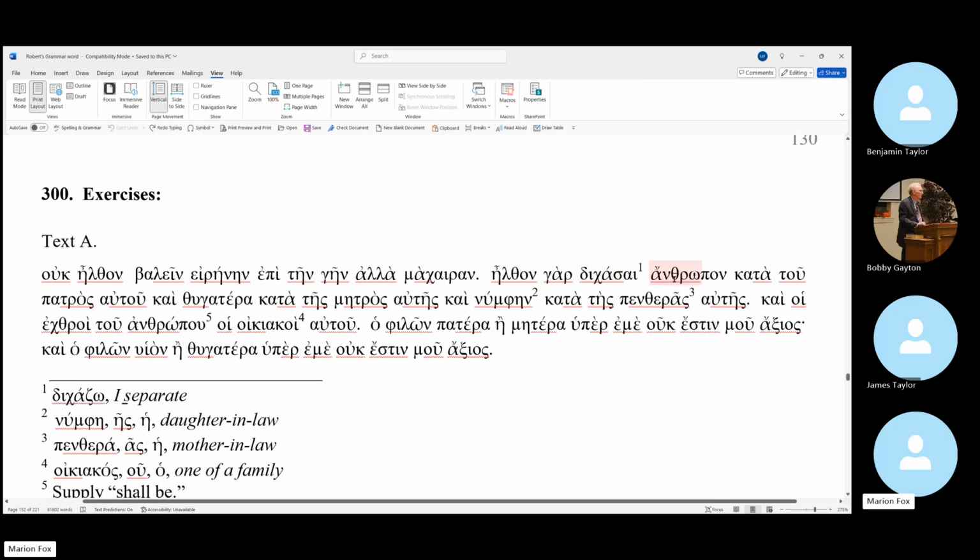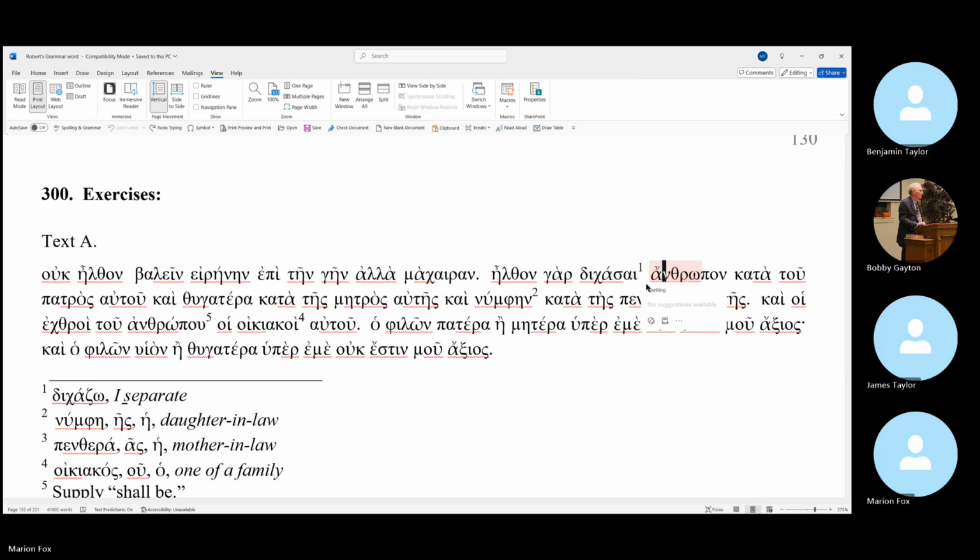Now, why is this in the accusative case? Help me out here. Anthropon. Why is it an accusative case? I've got it highlighted with my mouse so you know what I'm talking about. Does it fall in the participle and indirect discourse? Yeah.